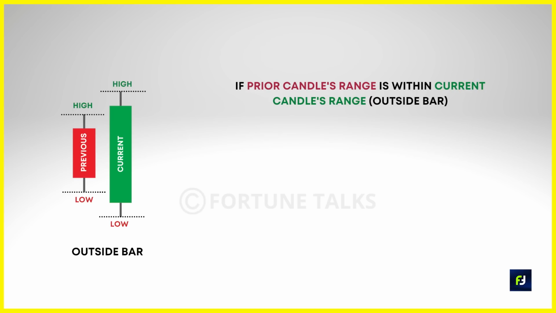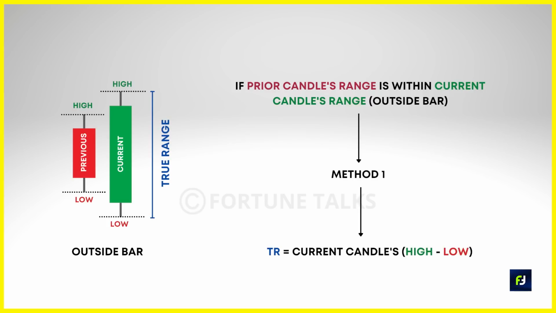So if the current period's high is above the prior period's high and its low is below the prior period's low, then the current period's high-low range will be used as the true range. This is referred to as an outside day, that would use method 1 to calculate the true range. This is a pretty straightforward method.